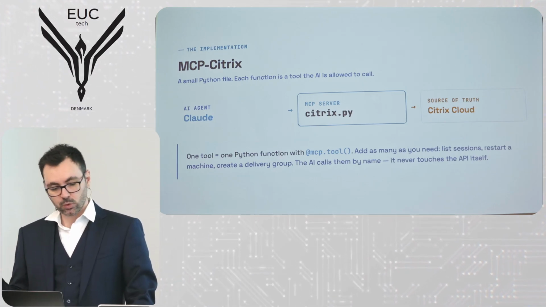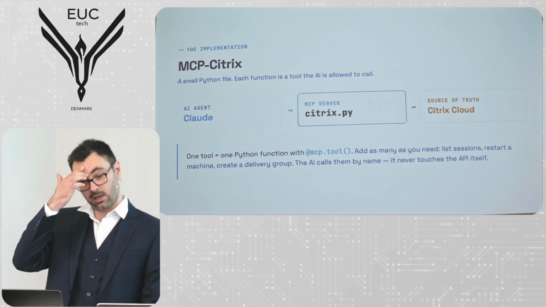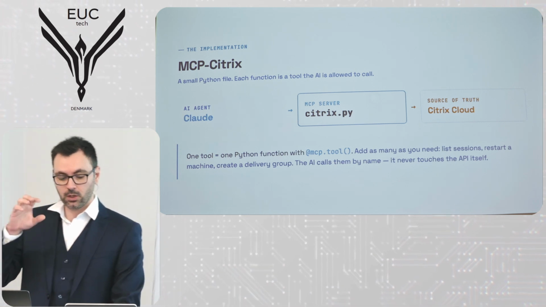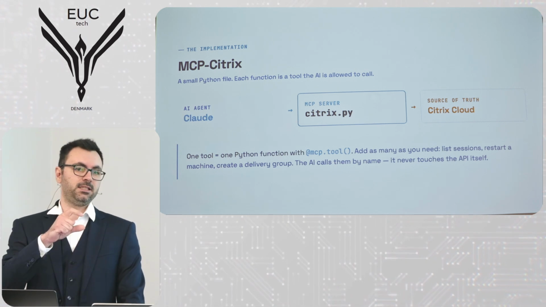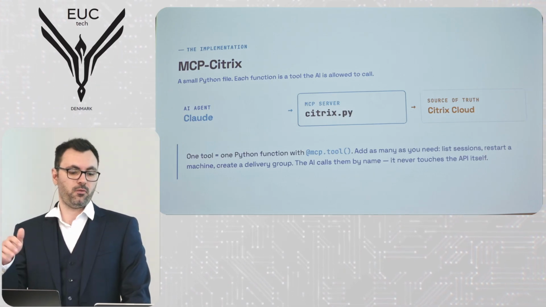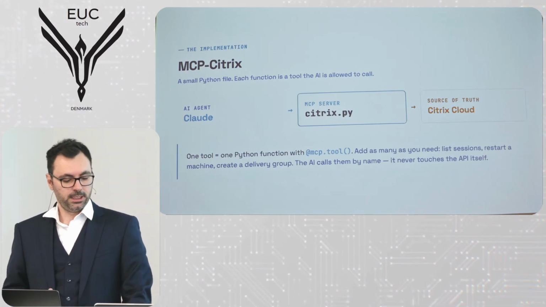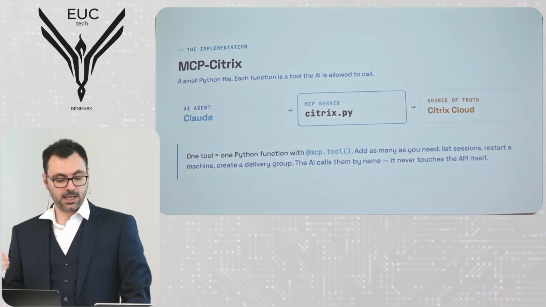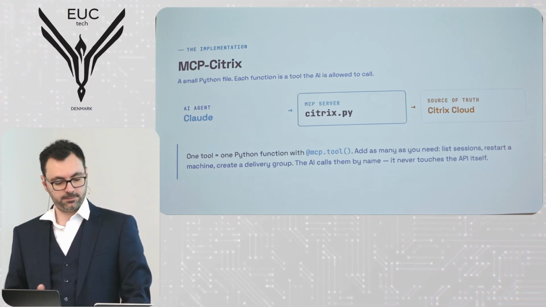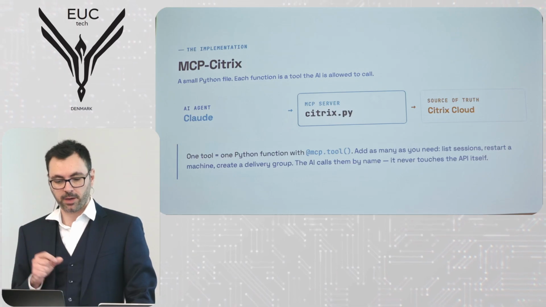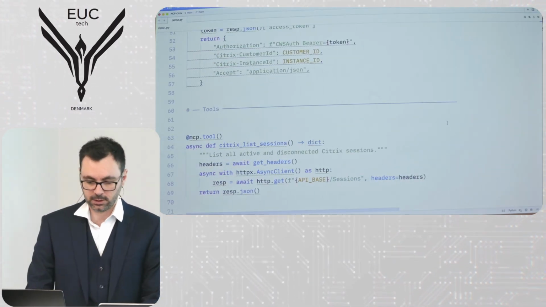And then it talks to the Citrix DaaS REST API, authenticating using OAuth2, you know, when you create an ID and a secret for your PowerShell scripts. And the server there decides which tools are available. And each tool is a small Python function. I can show you at a glance.